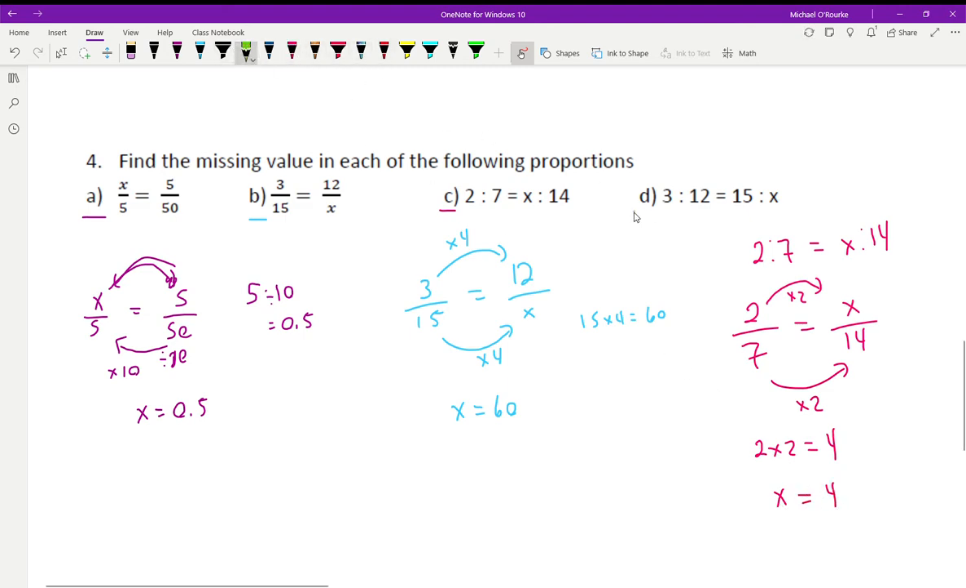Let's go do this in green. So 3 over 12 equals 15 over x. Same thing. 3 times what equals 15? Oh, that's times 5. So we're going to times this by 5. So 12 times 5 equals 60. So x equals 60.